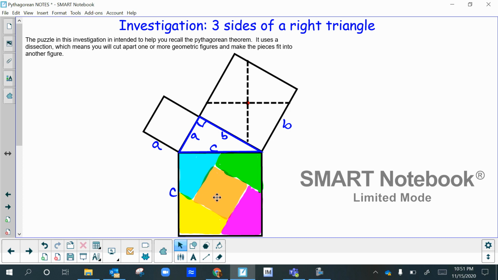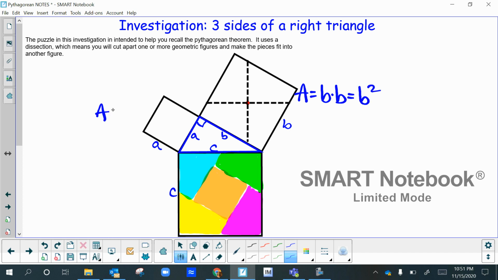So you can see how the area of B, which is B squared, okay, now let's think about that area. The area of this square over here is B times B, length times width, which is equal to B squared. And the area of this little square over here is A times A, which is A squared. And then the area of this big square down here is C squared.